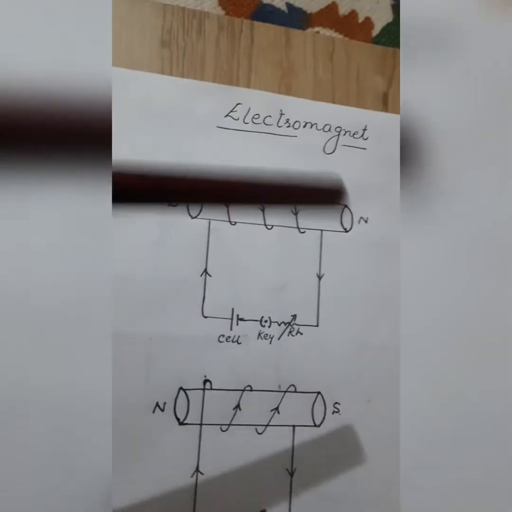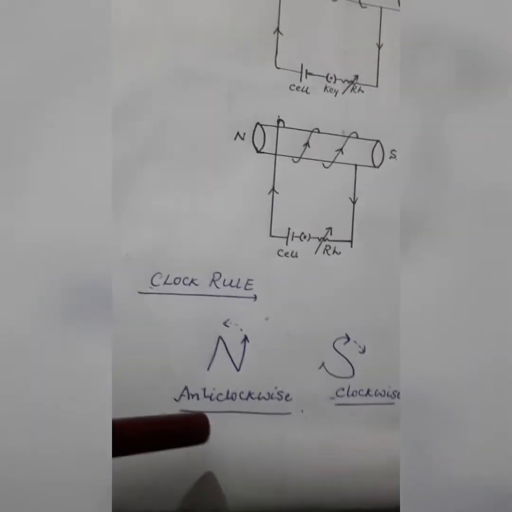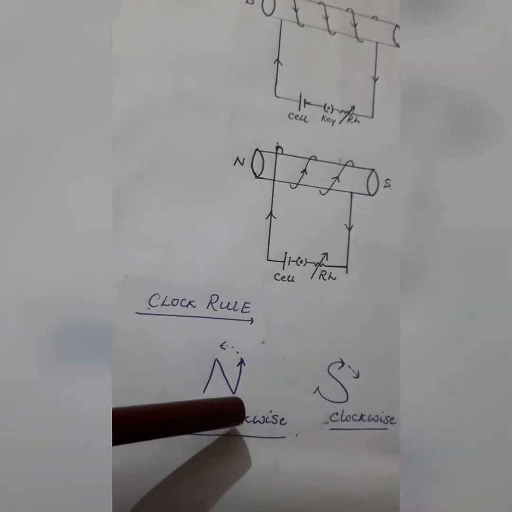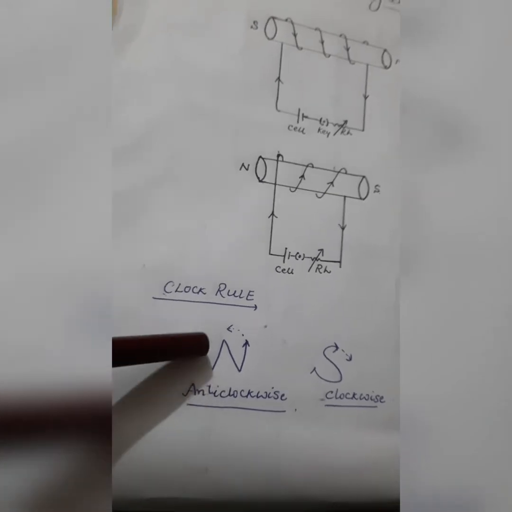So the next question is the same. If there is a magnetic field, which side is north and which side is south? For that we will use the clock rule. So what is the clock rule? You simply concentrate on the direction of the current. If the direction of current is anti-clockwise, that side will be north.